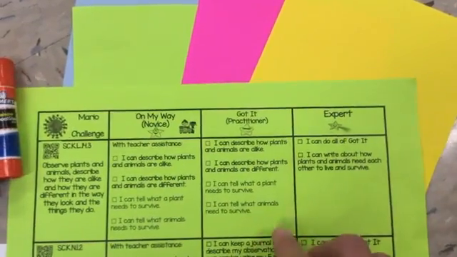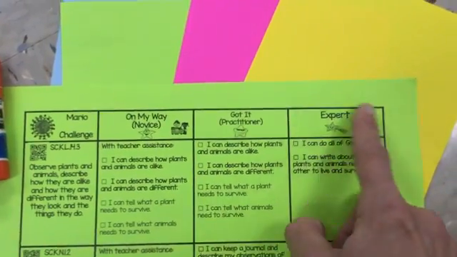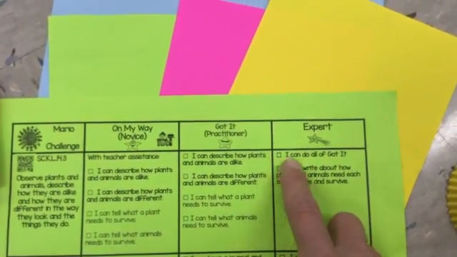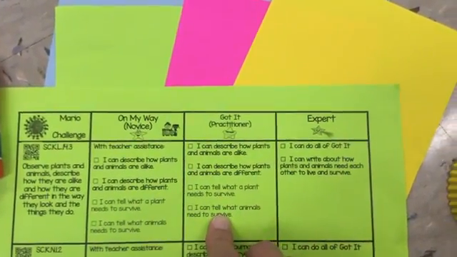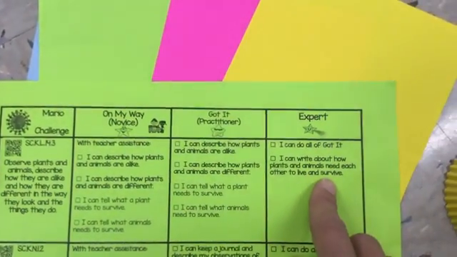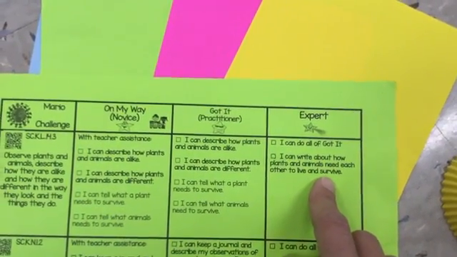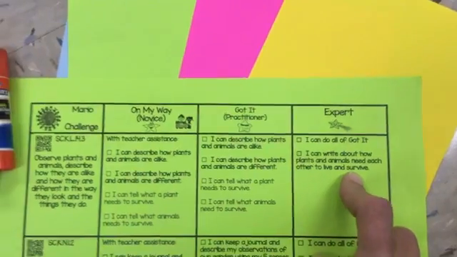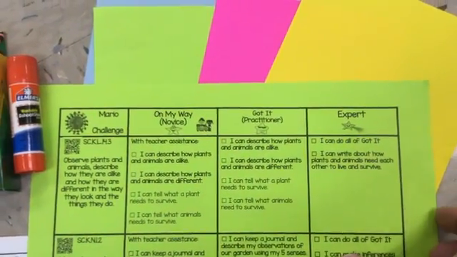And when you're all done with all of Got It, if you want to hop over to Expert, that means you can do all of Got It. So you've done all 4 of these. And then you can write about how plants and animals need each other to live and survive. And you can just get a piece of writing paper to write that down for your teacher.